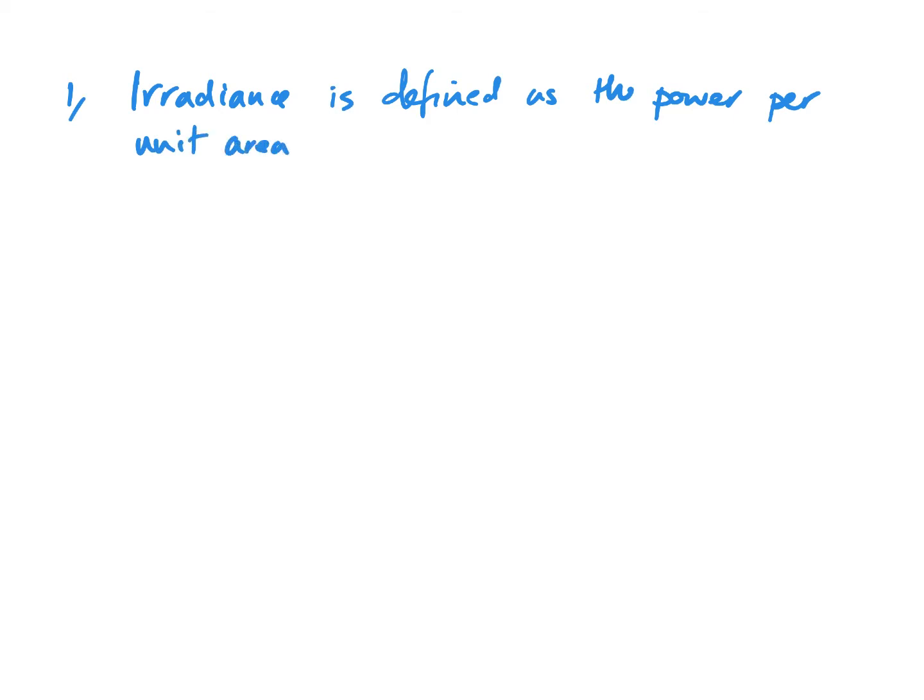So irradiance is defined as the power per unit area, or in formula terms, I equals P over A. And I'll do a worked example of that along with outcome 3.